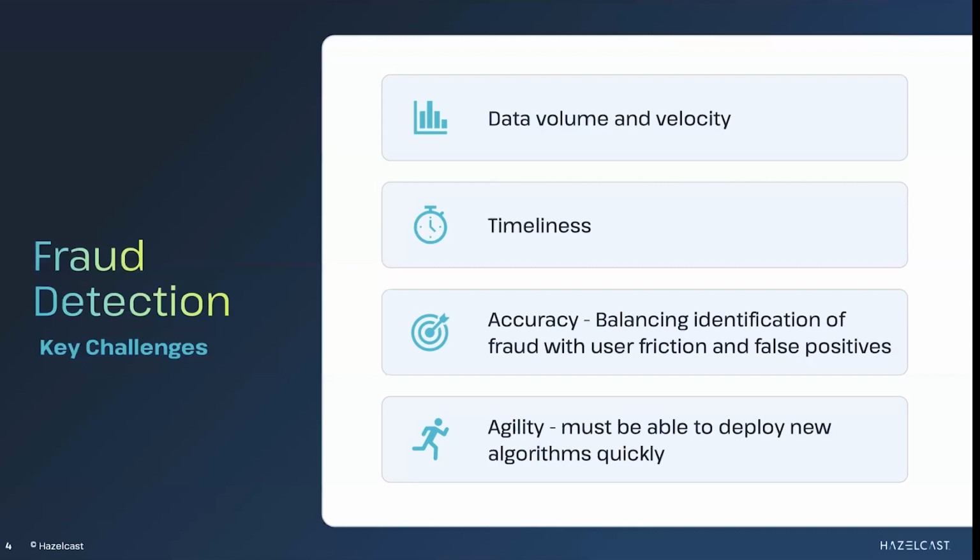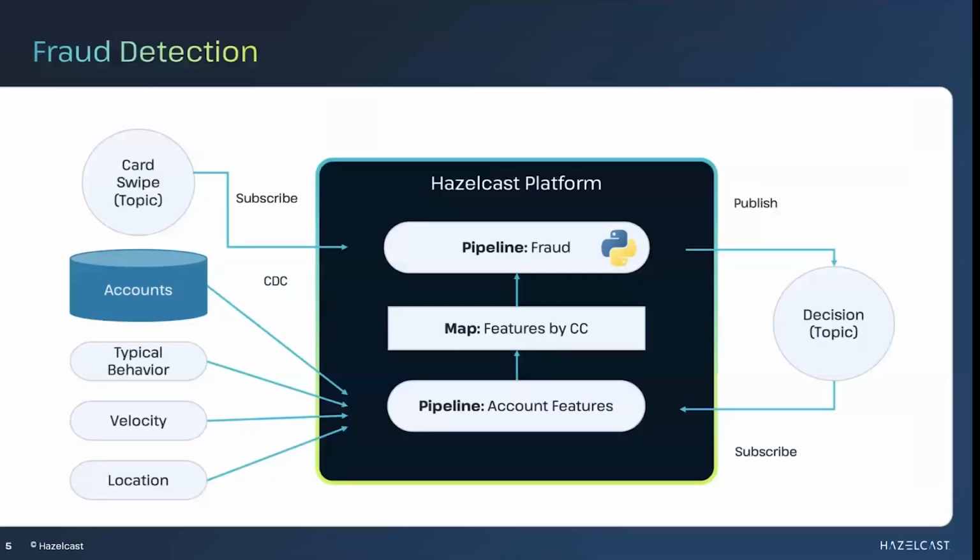And then lastly, the system has to be not only fast, but you have to be able to update your models and the inputs to the models, because fraud changes, right? Fraudsters think of new things, and fraud changes. So here is a canonical blueprint of how we go about implementing a fraud detection system using Hazelcast.